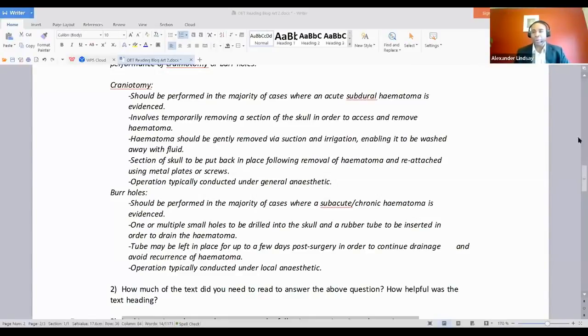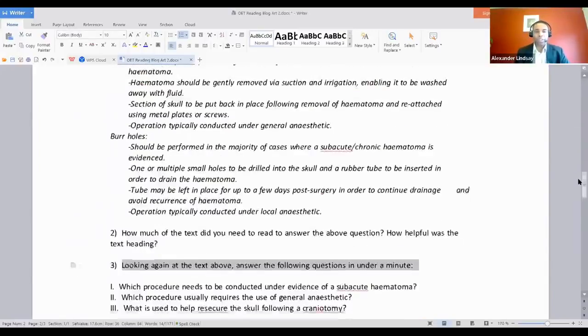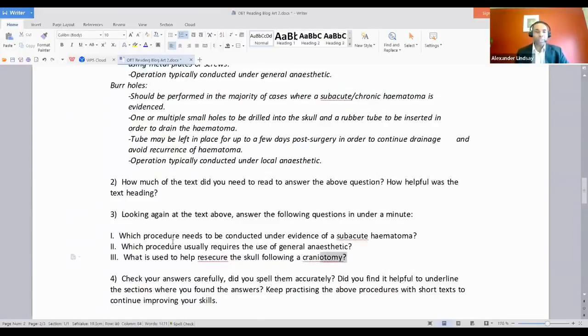So let's see what we've got then. For question number 1, which procedure needs to be conducted under evidence of a subacute hematoma? What have we got here? Let's see. So we've got some that say craniotomy. Where are the questions on Facebook? Okay, so the questions, I did put them in the chat there, but on Facebook, you wouldn't have seen them. Sorry. So these are the questions. Which procedure needs to be conducted under evidence of a subacute hematoma? Some on the chat here are saying craniotomy. I've got burr hole as well. That's what Ritza is saying. Christine, craniotomy. Okay, so a little bit of disagreement on burr hole and craniotomy here.